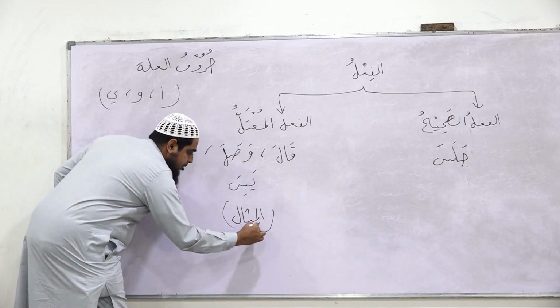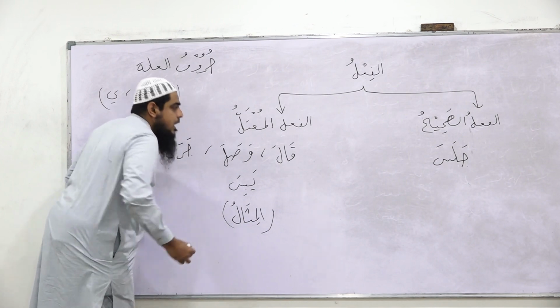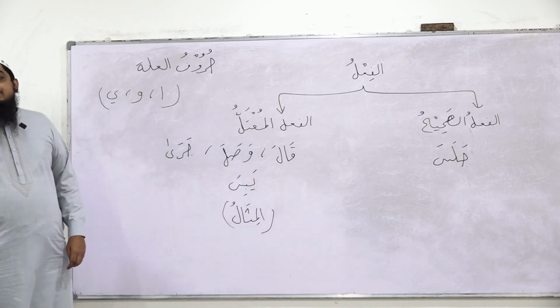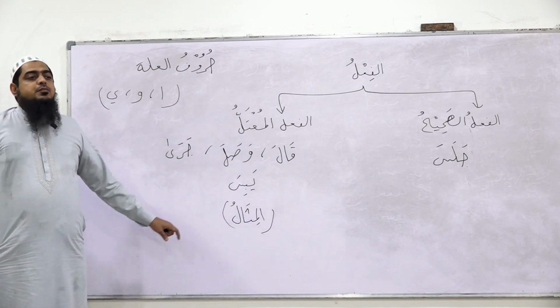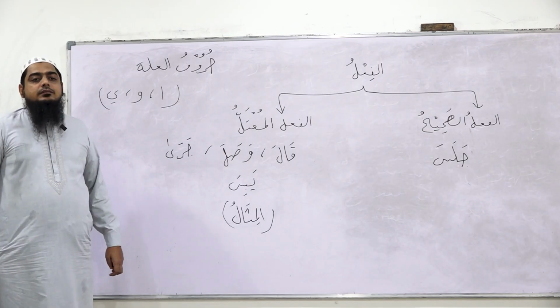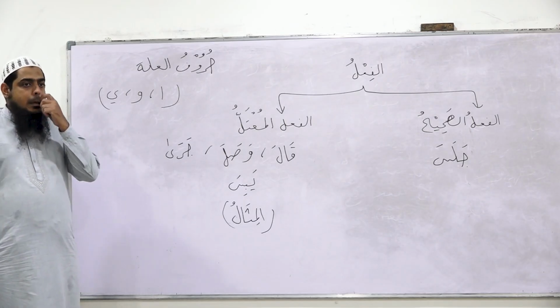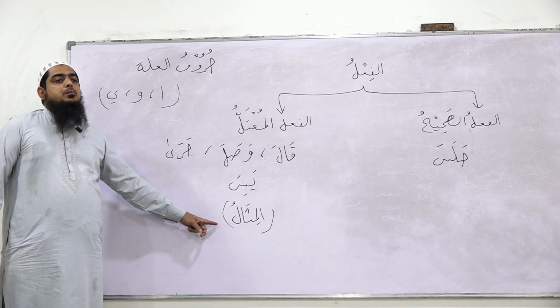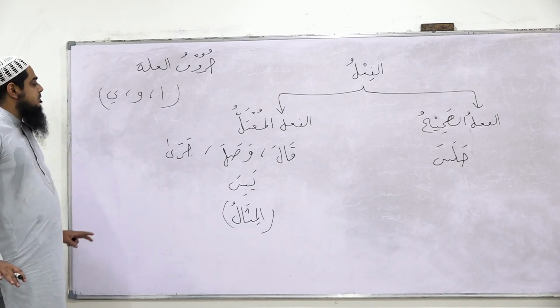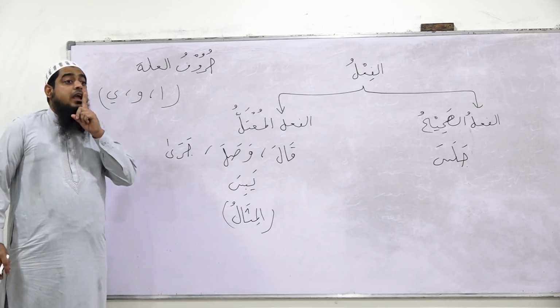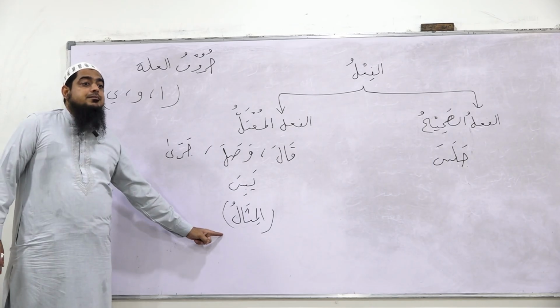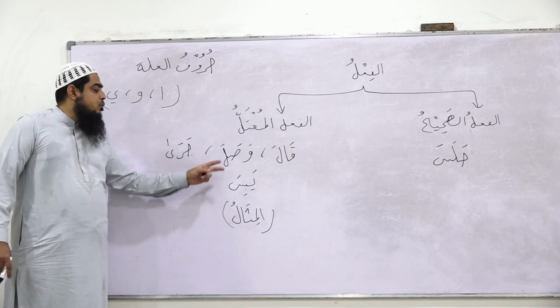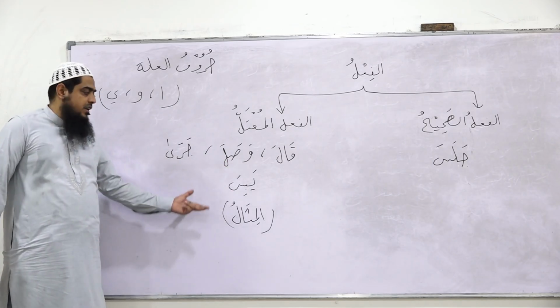This name is al-misalu. What they say? Al-fi'lu al-misalu. This misal does not mean an example. This is al-fi'lu al-misalu. They say like this. If harf al-illa is in fa kalima, that fi'l's name is al-fi'lu al-misalu. Example is wasala, yabisa. You have too many examples.